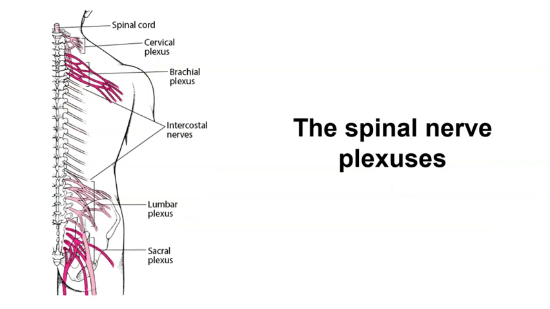So even more complex is the fact that the spinal nerves form very convoluted bundles that branch and merge repeatedly. We call these bundles the spinal nerve plexuses.